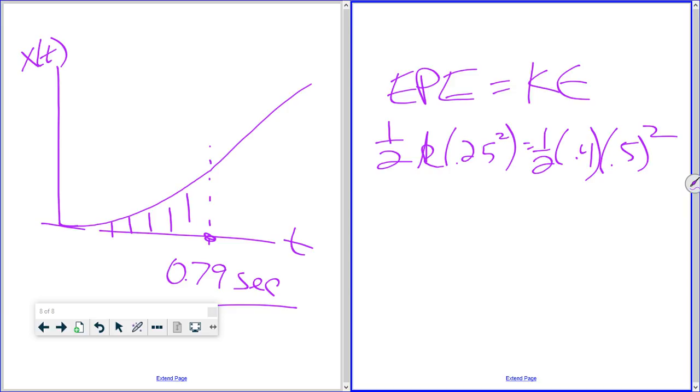All right, finally, part 3. The experiment is run again, but this time the glider is attached to the spring rather than simply being pushed. Part 1, determine the amplitude of the periodic motion. 0.25 meters, right? It tells you that in the problem. Cool? Determine the period.